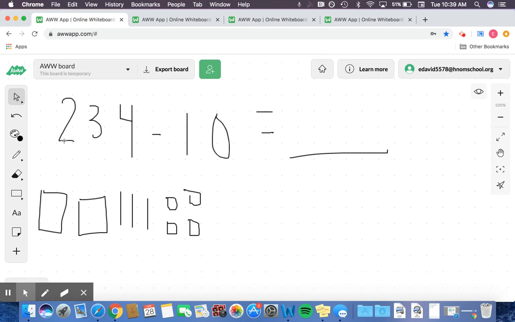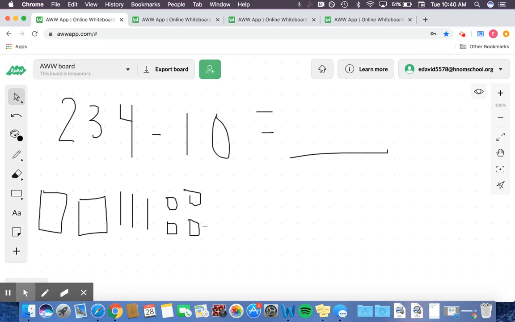We have a 2 in the hundreds place, which is why we have two 100 flats here. We have a 3 in the tens place, which is why we have three 10 rods here. That 3 is also 30. We have a 4 in the ones place, so we have four ones cubes here.